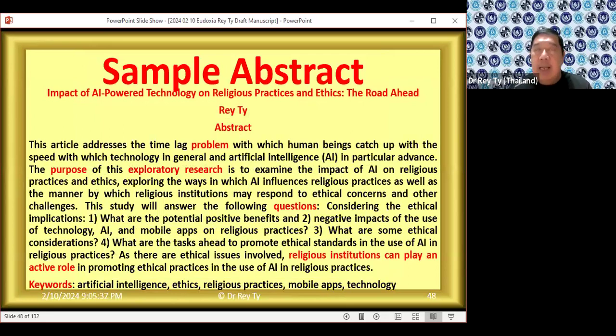Another sample abstract. This is my latest publication in December in the journal, 2023 December. Again, I highlighted the keyword problem, the purpose of this. It's an exploratory research. That's a research methodology. Research questions, and then conclusion. Religious institutions can play an active role. This journal does not want capital letters in the keywords. It's rare. Most want first letter to be capital letter. Artificial intelligence, ethics, religious practices, mobile apps, and technology. Okay, so that's another sample. Impact of AI-powered technology on religious practices and ethics, the road ahead.